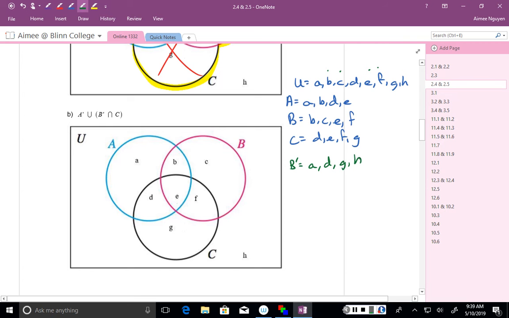Now I can intersect that with C. So now we're going to go: not in B, intersecting C. I'm going to look at these two and ask, what do they have in common? When I look for what they have in common, they both have a D, and they both have a G. And so that's my intersection of those two.